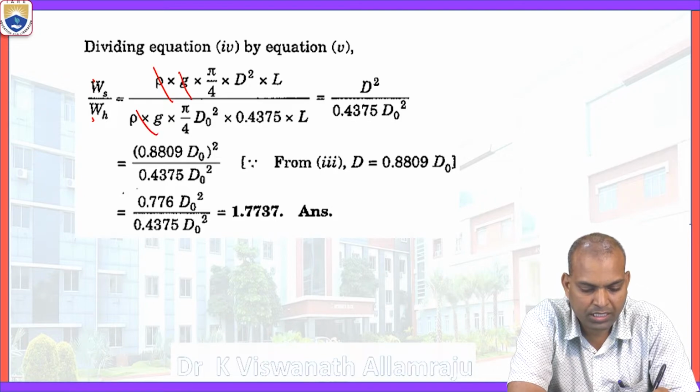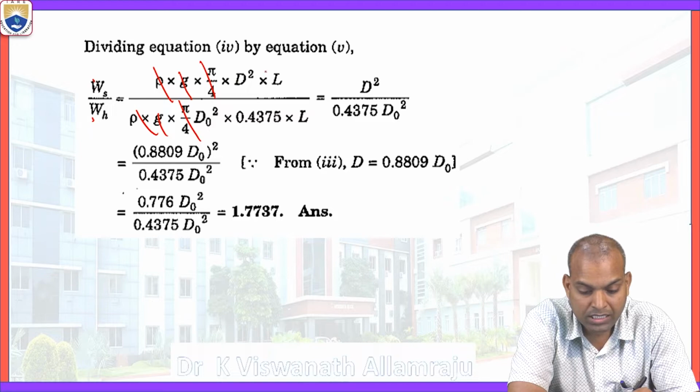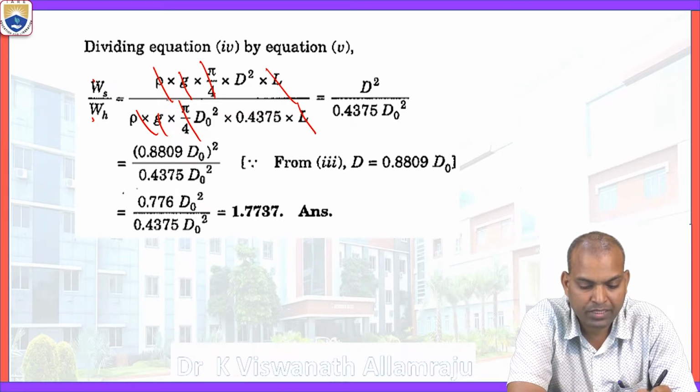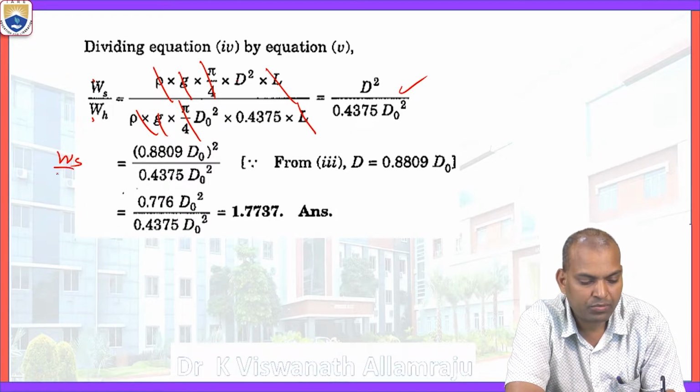Rho g gets cancelled. Pi by 4, both in numerator and denominator, and L cancel. Now what are the complete parameters? D square by d naught square times 0.4375. Now that is Ws by WH.